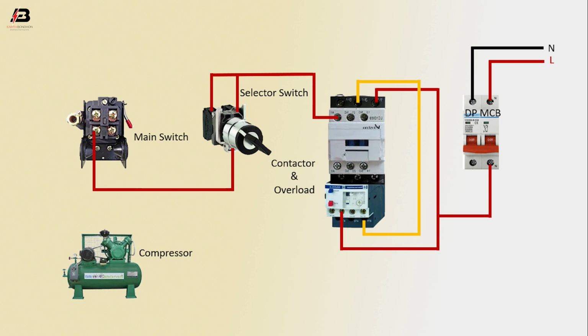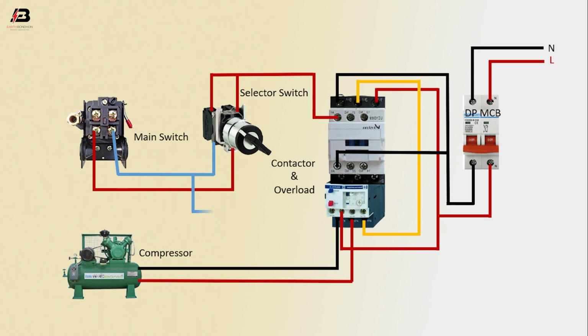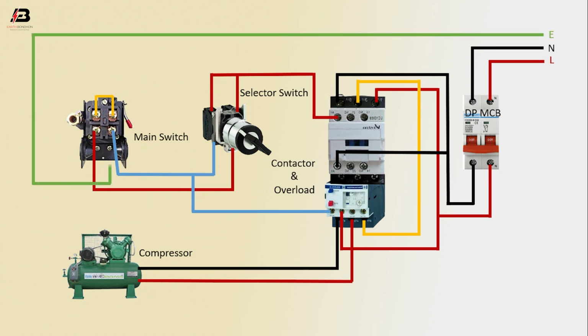to connect main switch, output connection from contactor to connect compressor, output neutral connection from DP MCB to connect contactor, neutral connection input to contactor coil connection, neutral connection from overload to connect compressor, output connection from selector switch to connect main switch, another connection to overload, short connection in main switch, earthing connection to connect main switch.